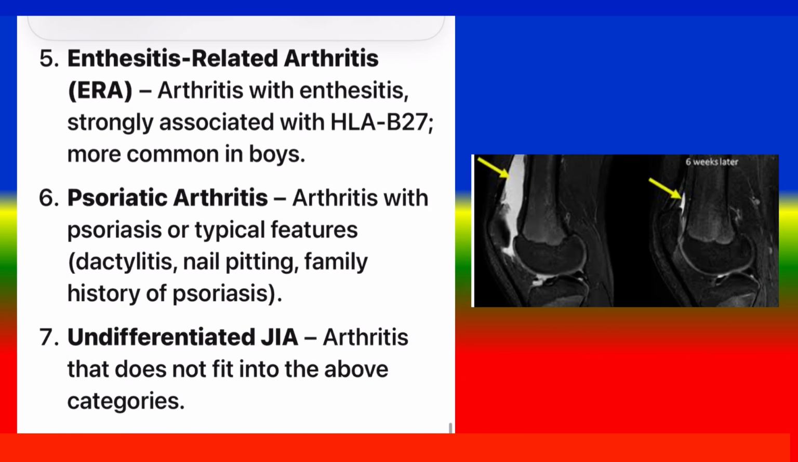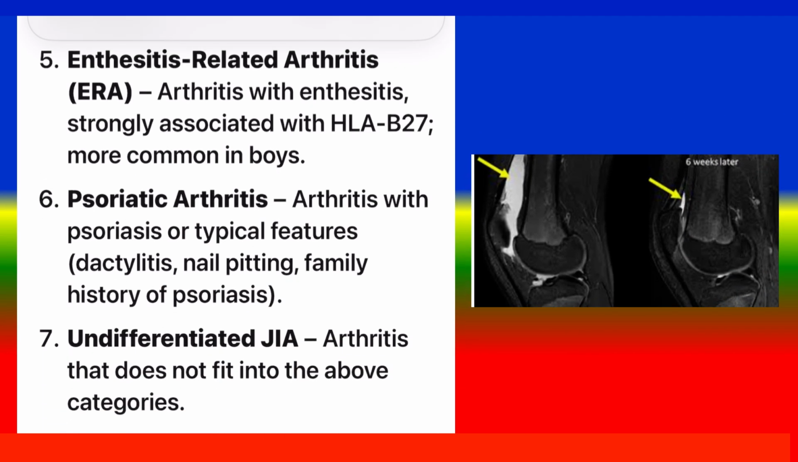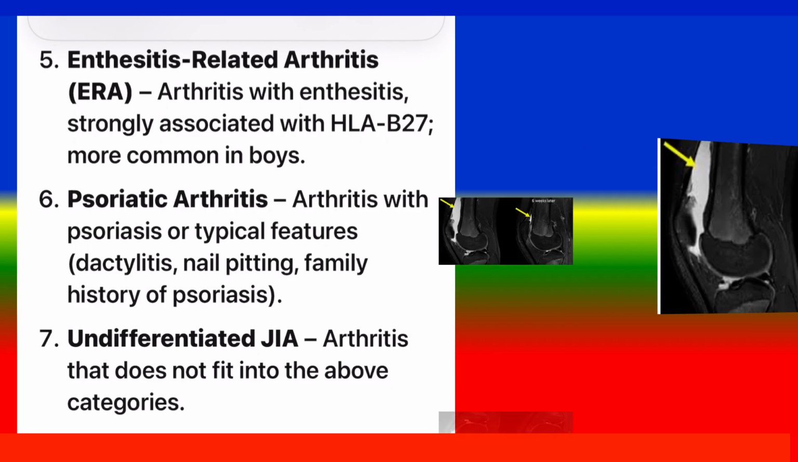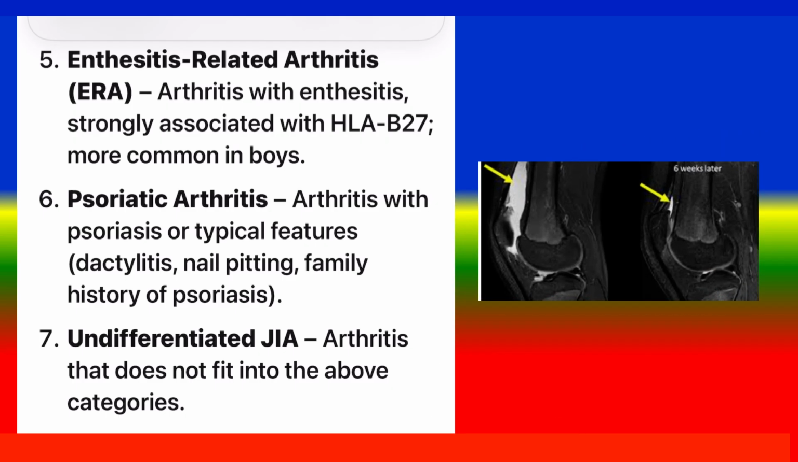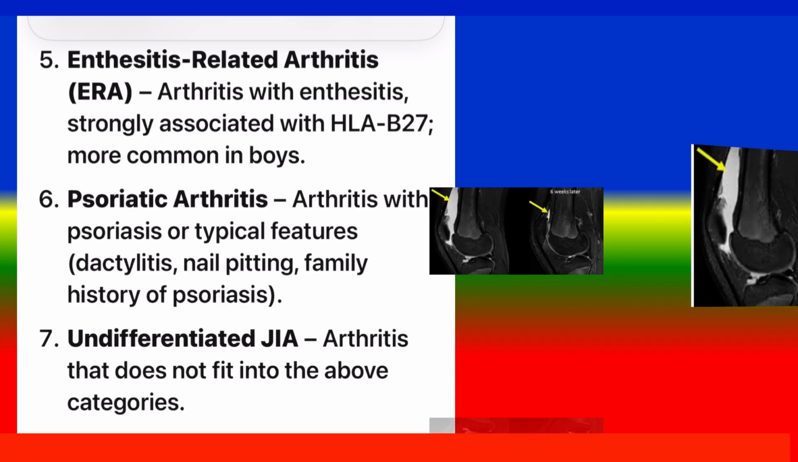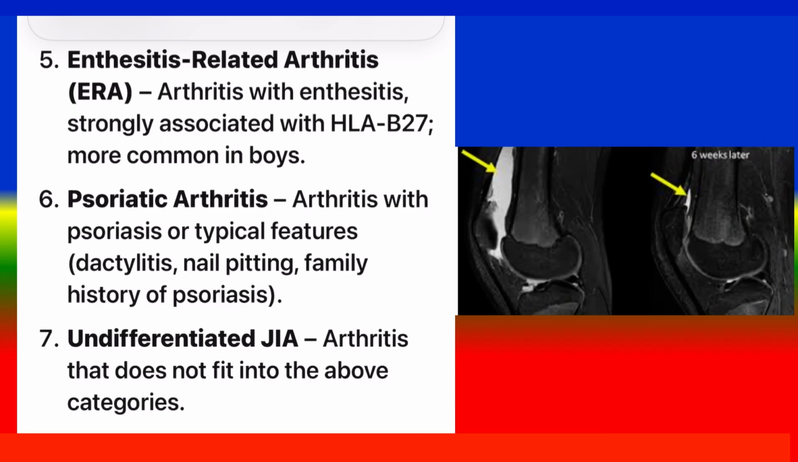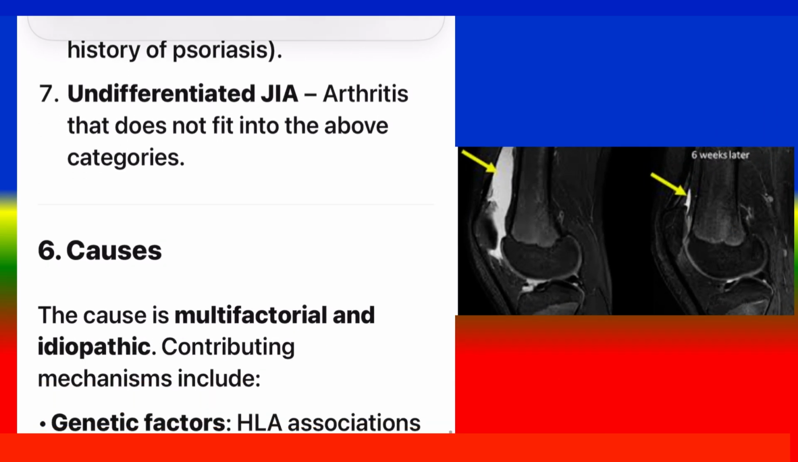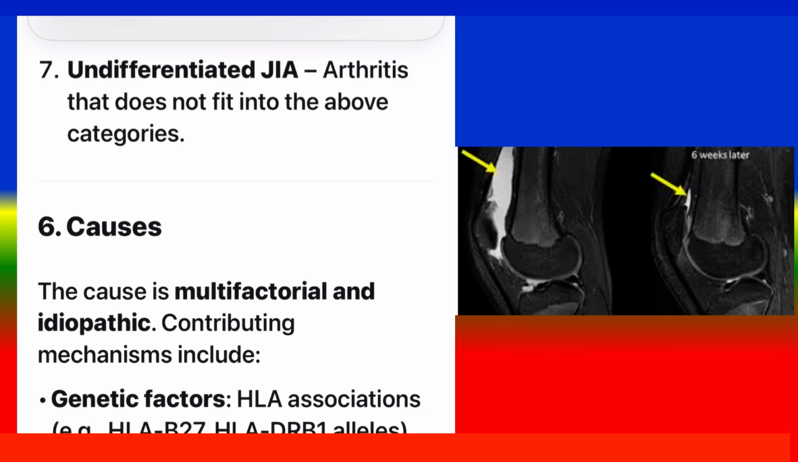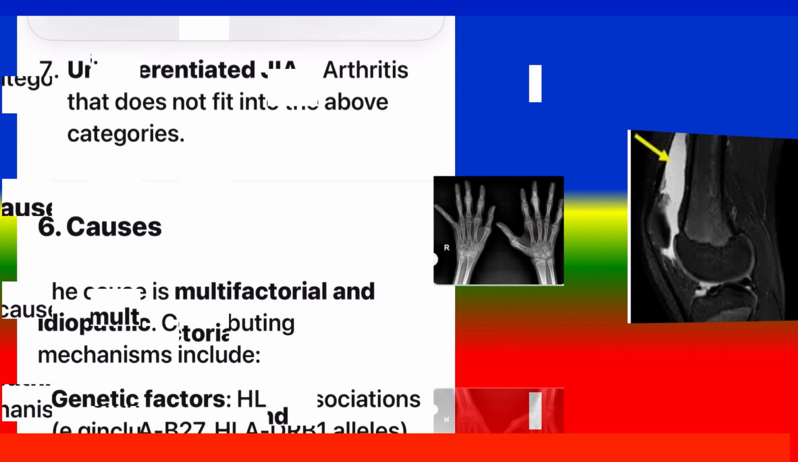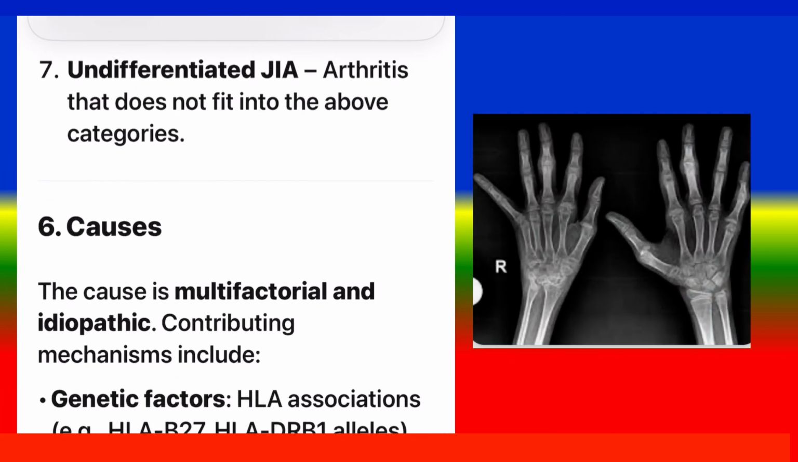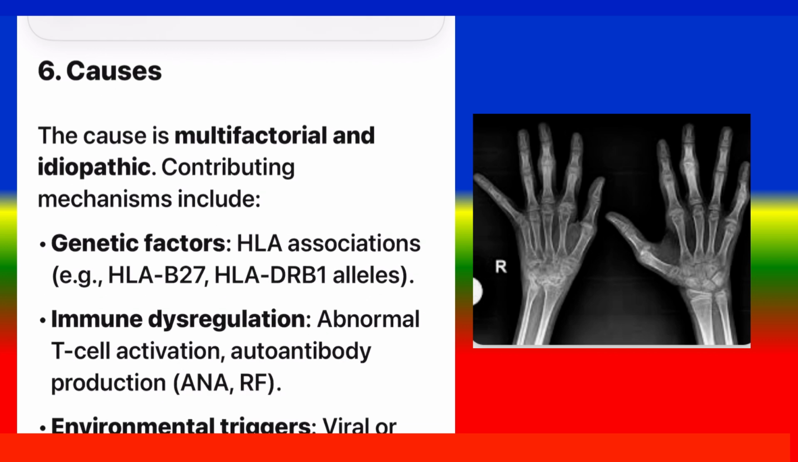5. Enthesitis-related arthritis, ERA, arthritis with enthesitis, strongly associated with HLA-B27, more common in boys. 6. Psoriatic arthritis, arthritis with psoriasis or typical features, dactylitis, nail pitting, family history of psoriasis. 7. Undifferentiated JIA, arthritis that does not fit into the above categories. Number 6, causes. The cause is multifactorial and idiopathic.